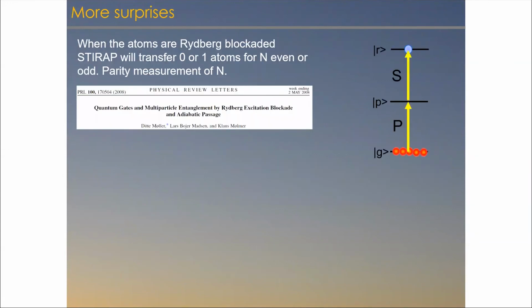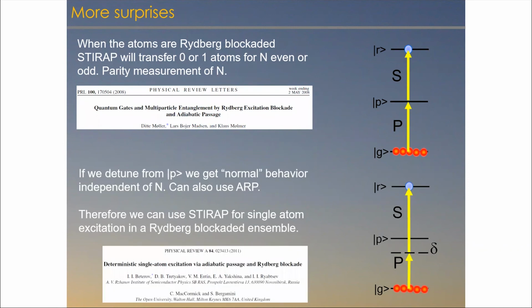However, so this is what I just said, worked out by Mølmer. However, the Novosibirsk people showed, well, if I just make a simple change and instead of doing the STIRAP sequence where I'm resonant with the intermediate state, if I detune from the intermediate state, this parity sensitive physics goes away. And you get normal behavior. So you can transfer a single atom independent event.